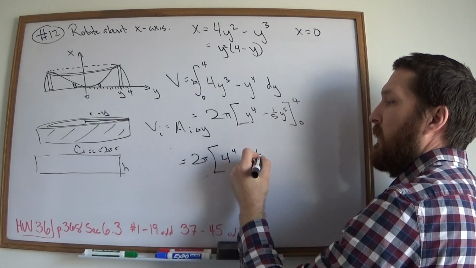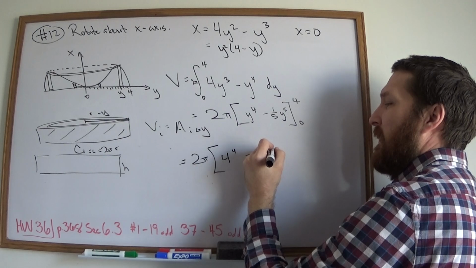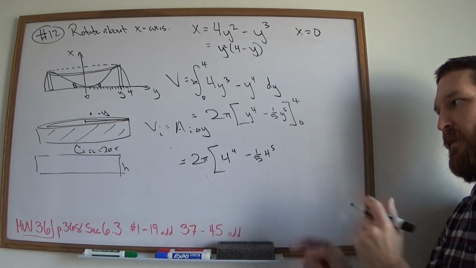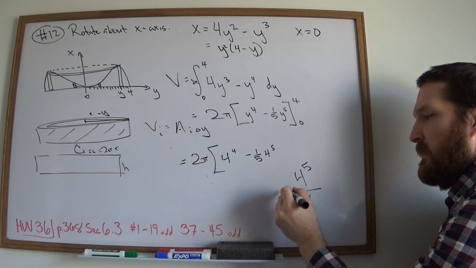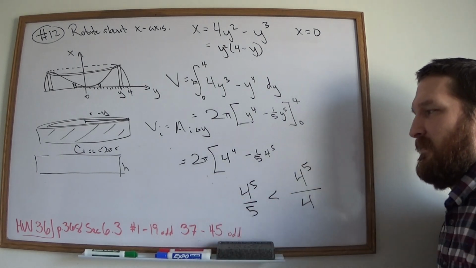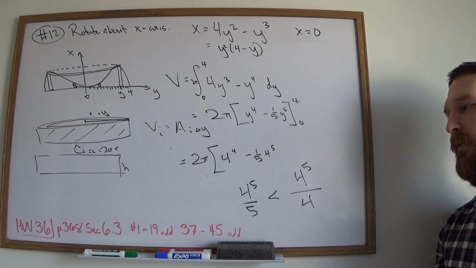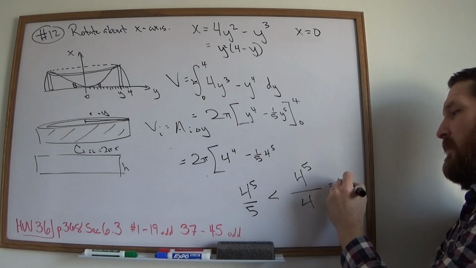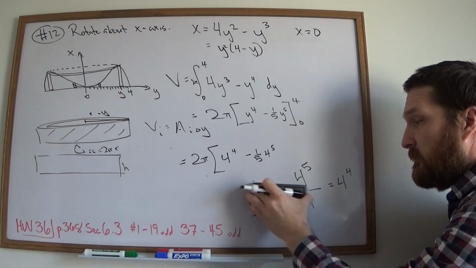So I get 4 to the 4th. But it's all negative. No, it's not. Oh no, because the 4 was first. 4 to the 5th, because 5 is bigger than 4. And 4 to the 5th over 4 is bigger than 4 to the 5th over 5. Yeah, I thought that too. I was like, uh-oh, 4 to the 5th is way bigger than 4 to the 4th. But that fraction is smaller. So it will work out to be positive.